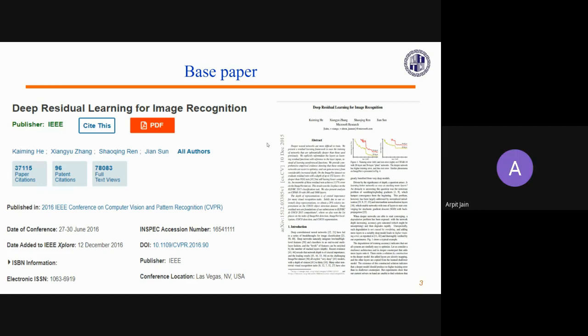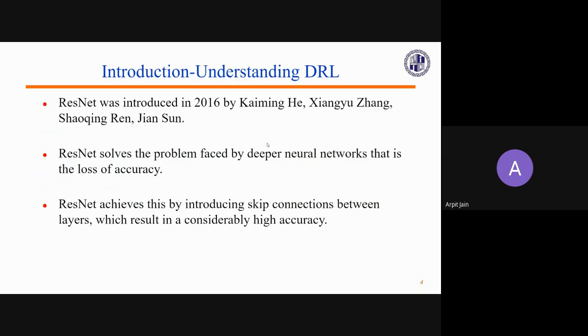And this was the base paper which we chose. It was Deep Residual Learning for Image Recognition by Kaiming He, Xiangyu Zhang, and other Microsoft researchers. It was published in 2016. So ResNet basically solves the problem faced by deep neural networks, which we will get to in a later slide.